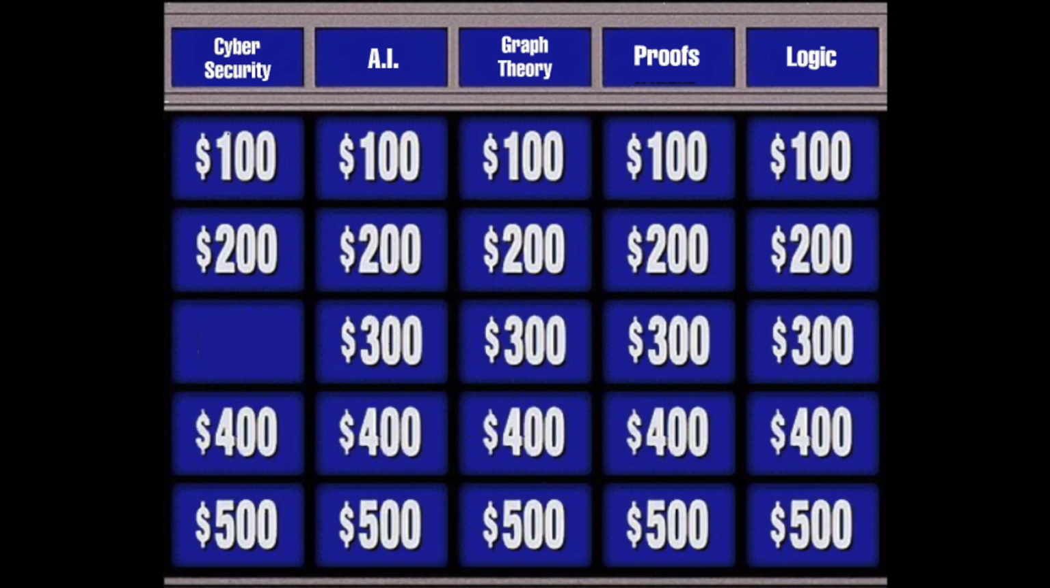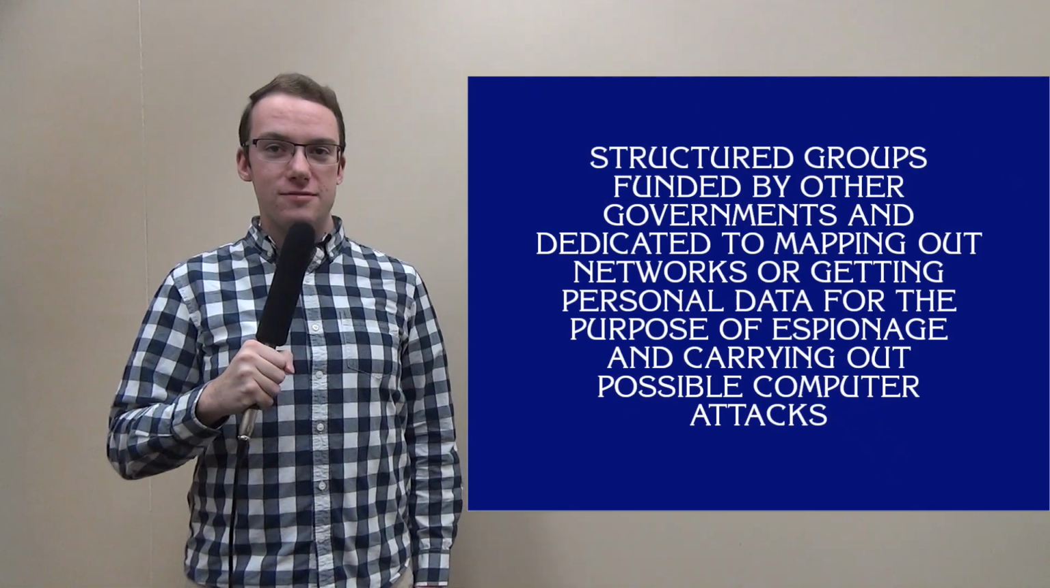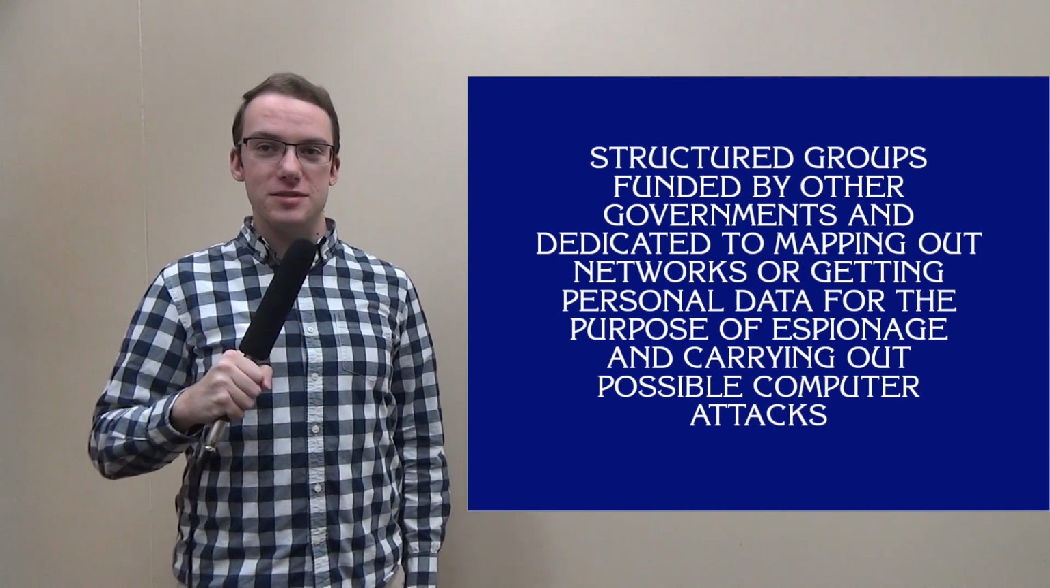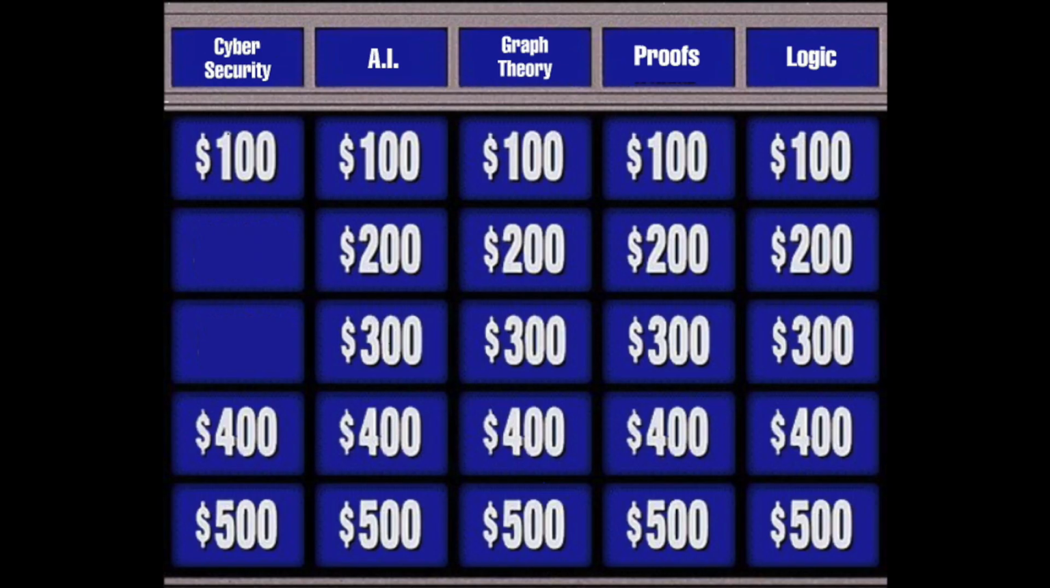Correct, Ryan. What is your next category? Cybersecurity for 200. Structured groups funded by other governments and dedicated to mapping out networks for getting personal data for the purpose of espionage and carrying out possible computer attacks. What are state-sponsored hackers? These hacker groups are especially a problem because they can terrorize our government by rigging elections and upsetting markets. Correct, Ryan. What is your next category?